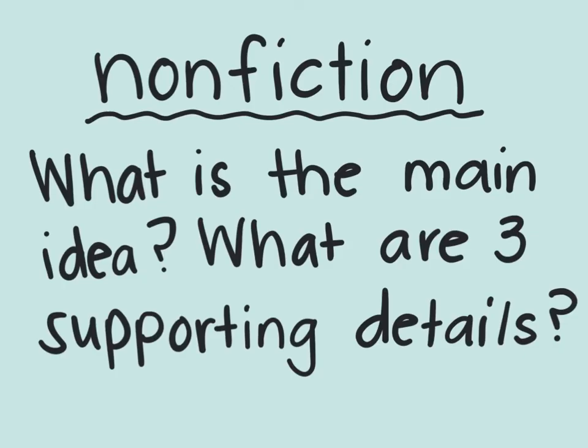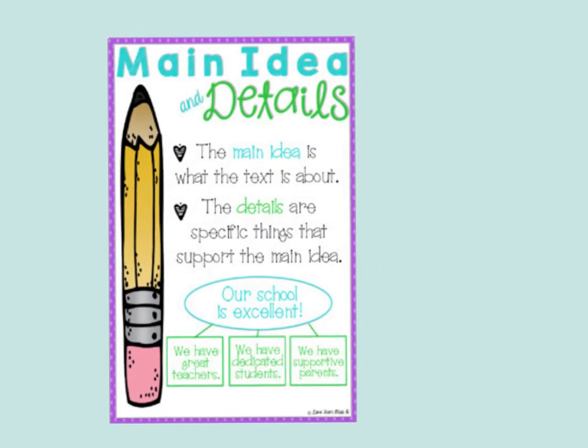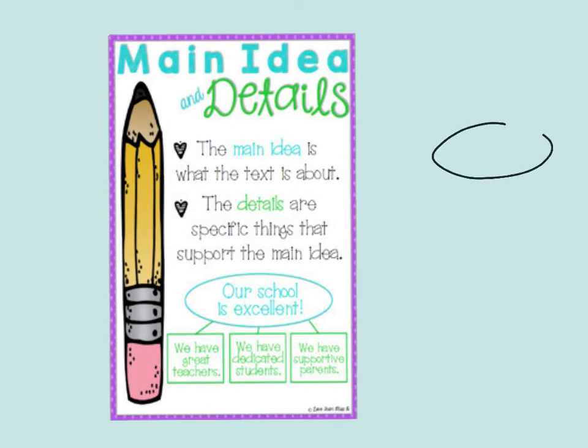Now, if you read a nonfiction book on RazKids, you're going to be thinking about the main idea and details. So my question is, what is the main idea? And what are 3 supporting details? Remember that the main idea is what the text, what the book is mostly about. That's like the top part of a stool. And the details are specific things that support the main idea, just like the legs of a stool support that stool, they help it stand up. Our details give us more information about the main idea.